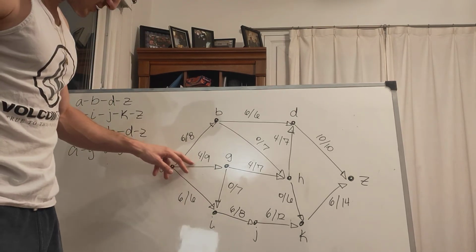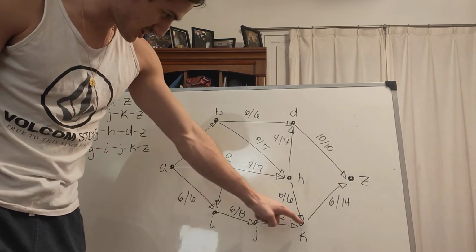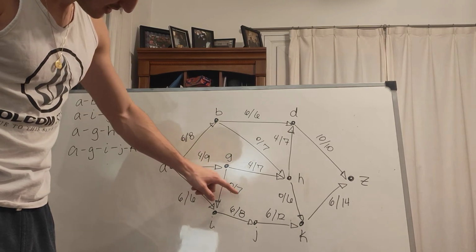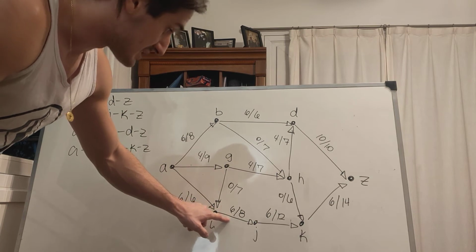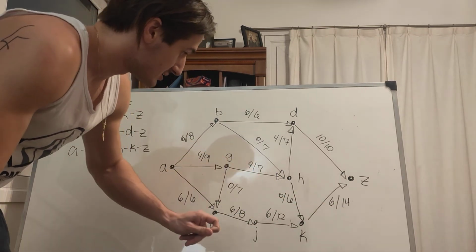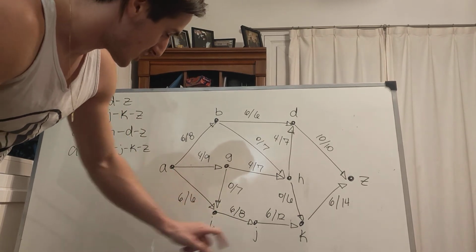So we got 9 minus 4 is 5. What do we say? A, G, I, J, K. Okay. 9 minus 4 is 5. Here we have 7 since we have flow 0. 8 minus 6 is 2. That's now our smallest. 12 minus 6 is 6. 14 minus 6. Okay. So our smallest, our bottleneck is going to be 2. That is between I and J.